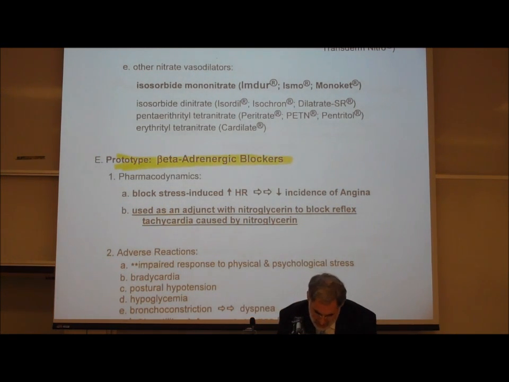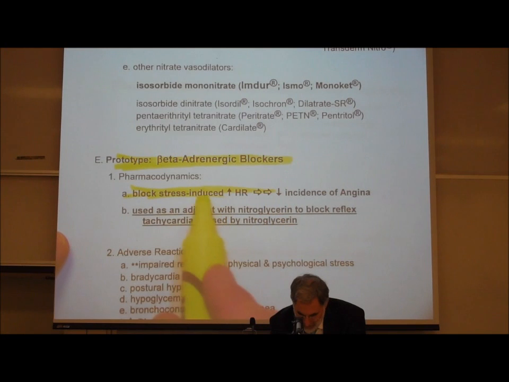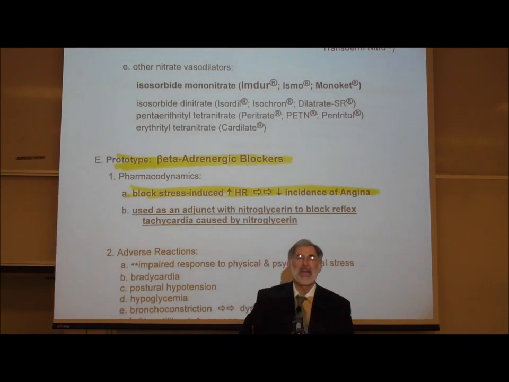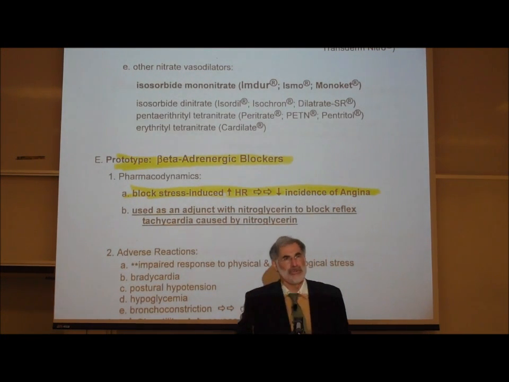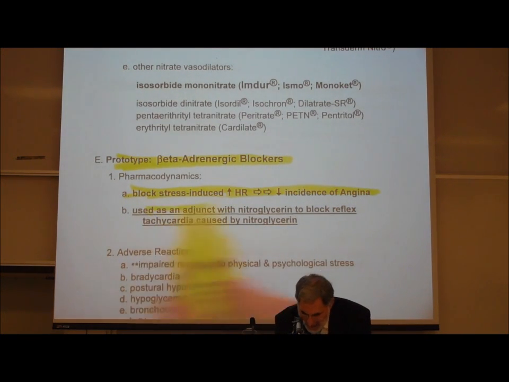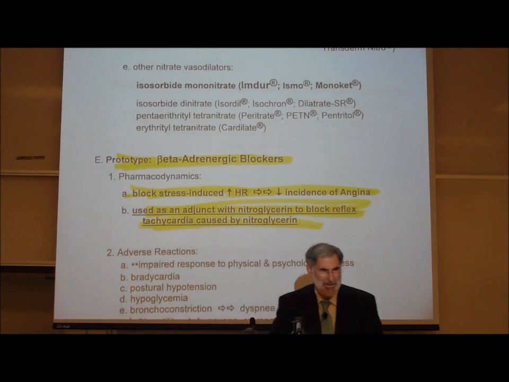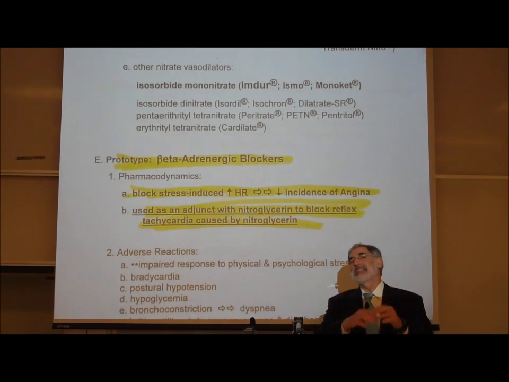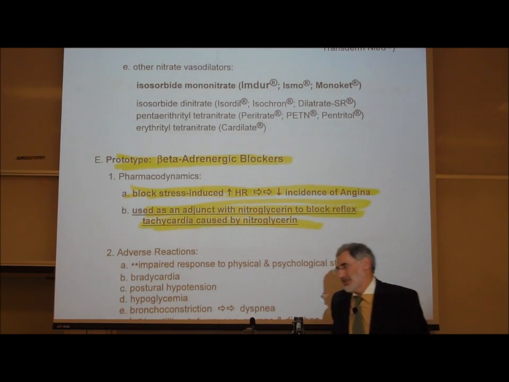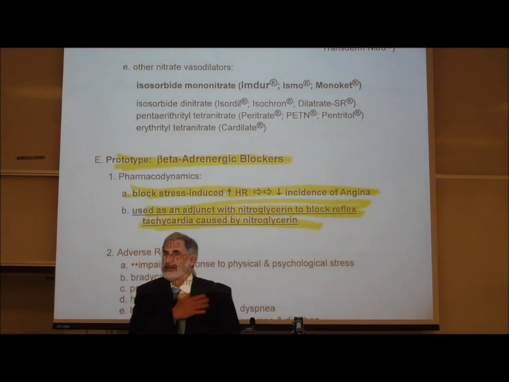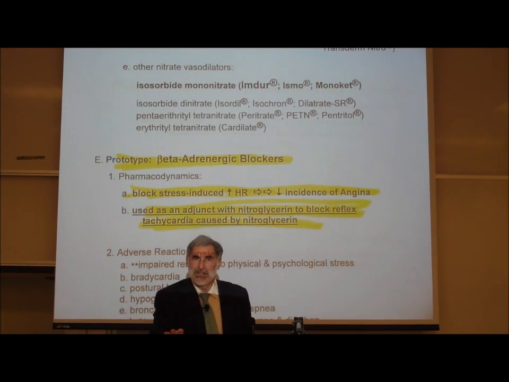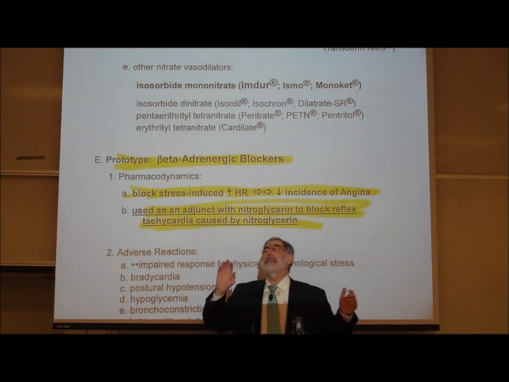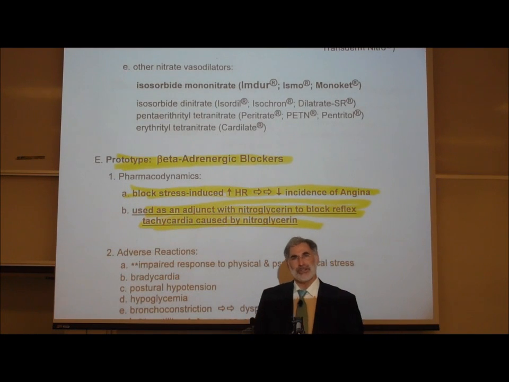So a beta blocker will block stress-induced increases in heart rate and reduce the incidence of angina. It also is given for another reason. It's used as an adjunct with nitroglycerin. You'd say, why? We have explained that nitroglycerin causes generalized vasodilation, which leads to a reflex tachycardia, which we don't want. So, we can block the reflex tachycardia by blocking the adrenaline receptor sites on the heart.